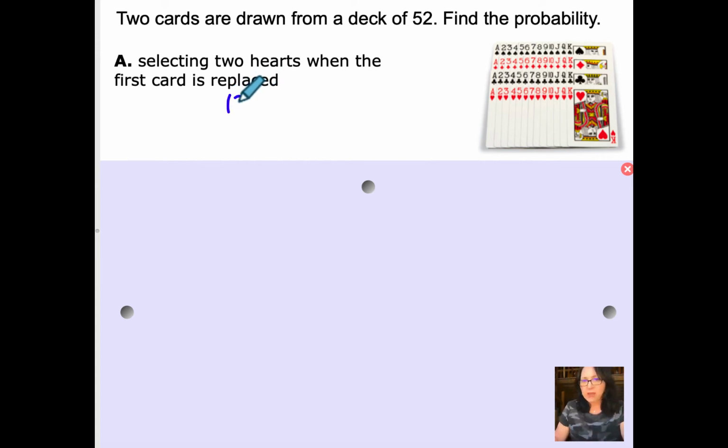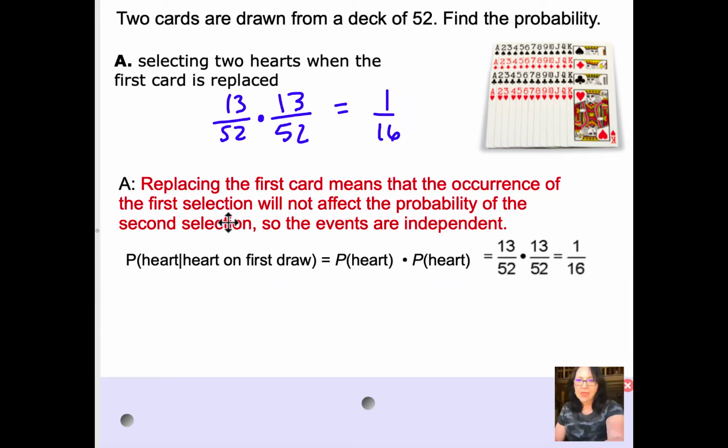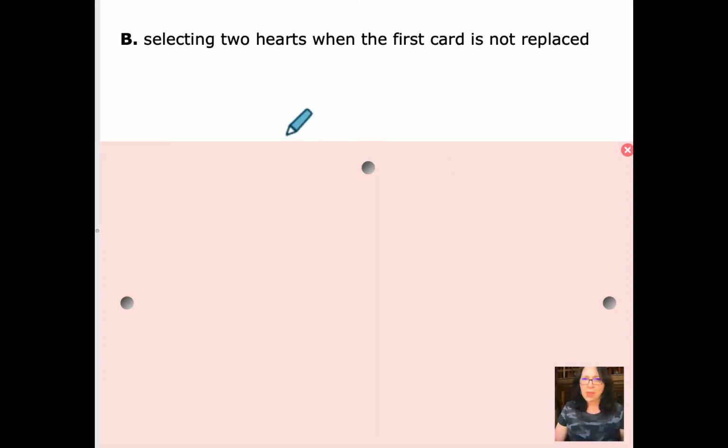So the first heart is 13 out of 52. And then, "and" means multiply in probability land. So 13 out of 52. And then I'm replacing that again, so now I've got a full deck again. So it's 13 out of 52. So total, what is that? 1/4 times 1/4, which is 1/16. Okay, and then here's a little explanation too, if you need a little bit extra help on that.